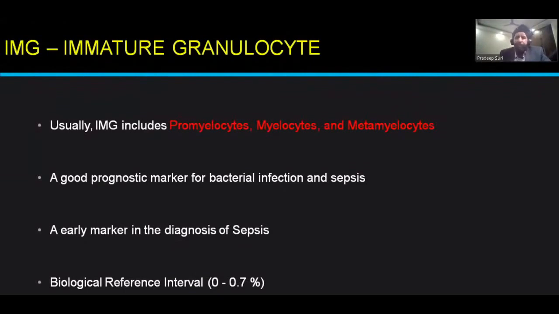So usually when we compute IMG, or immature granulocytes, on a analyzer, this includes promyelocytes, myelocytes, and metamyelocytes. However, blasts as well as the band forms are excluded from this count. This is a good prognostic marker to detect both bacterial infection as well as sepsis. It can be used as an early marker in the diagnosis of sepsis. And the biological reference interval that we have in our lab is 0 to 0.7%. It can vary slightly depending on the analyzer and the dye that you use.